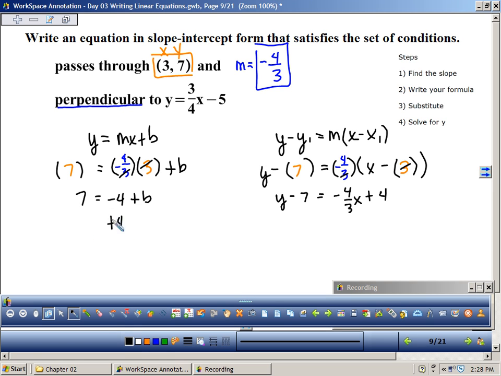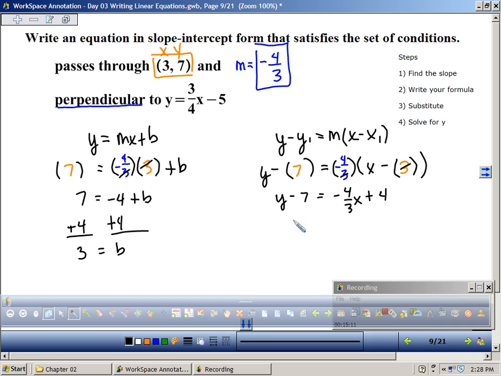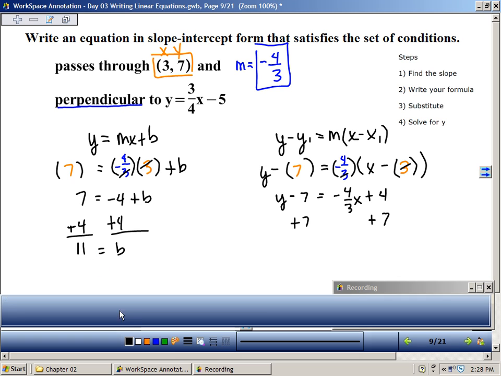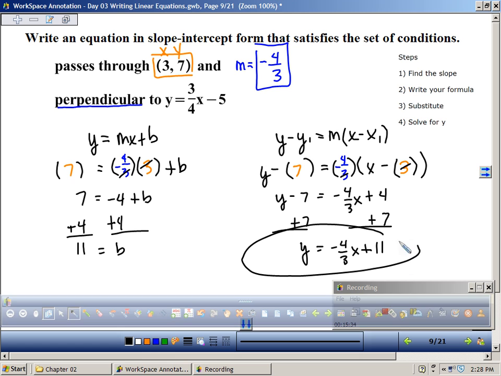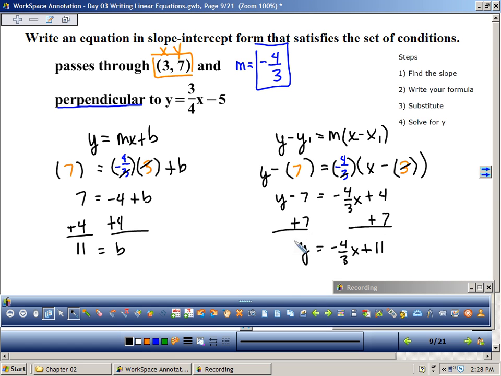Over here, I'm going to add 4 to both sides. b equals 3. Over here, I'm going to add 7 to both sides. It's 11. Oh, thank you, which I would have caught right now because over here I'm seeing 11 as well. Thanks, guys. b equals 11, and over here I add 7 to both sides, and I get y equals negative 4/3 x plus 11. Done. Let's make that prettier. Done, right? But what do I have to do over here?